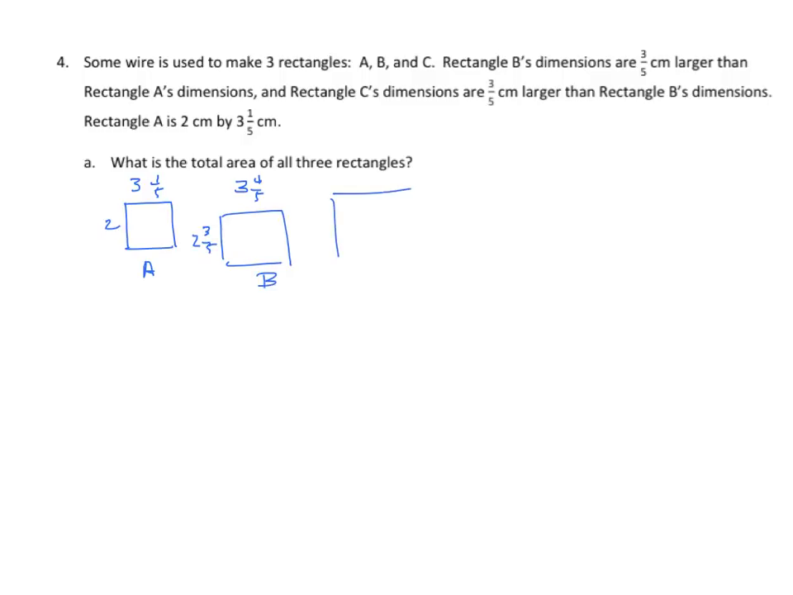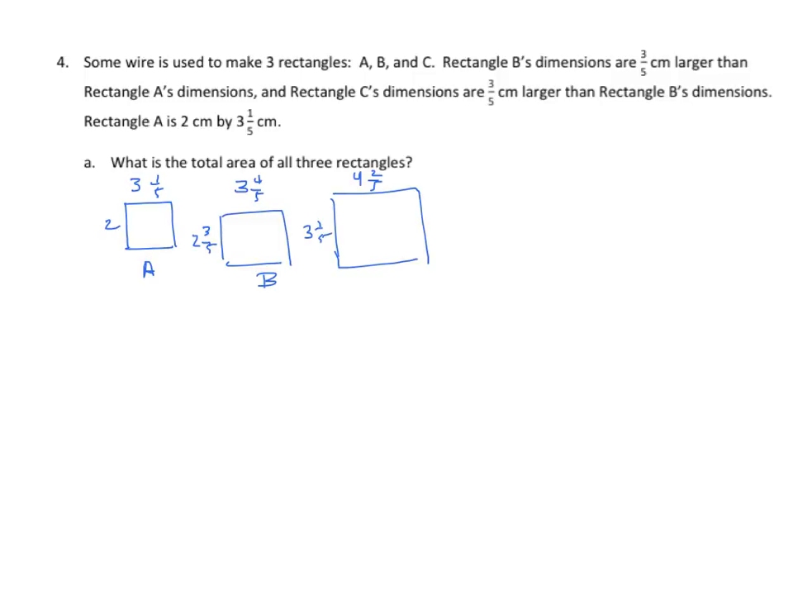C. We're adding 3/5 to each of these dimensions once again. So 3 4/5 plus 3/5 is 4 2/5. And if you need to do that out, you can simply do the addition out. And 2 3/5 plus 3/5 is 3 1/5.